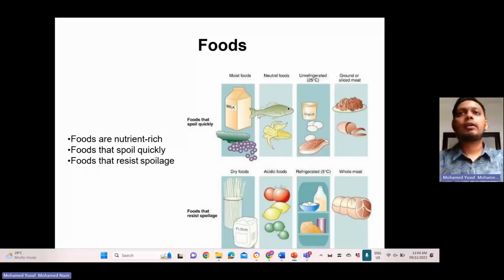Examples of food that spoil quickly are moist food, neutral food, unrefrigerated food, or sliced meat. Food that takes a longer time to spoil are normally dry food, acidic food, refrigerated food, and whole meat. And we're going to see later why whole meat can take a longer time to spoil compared to ground meat.